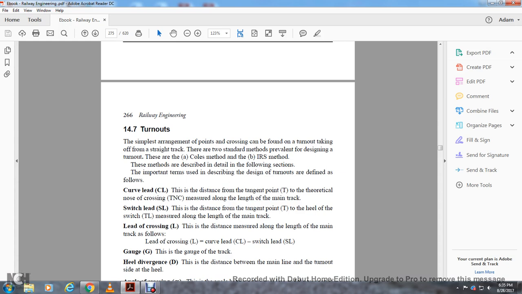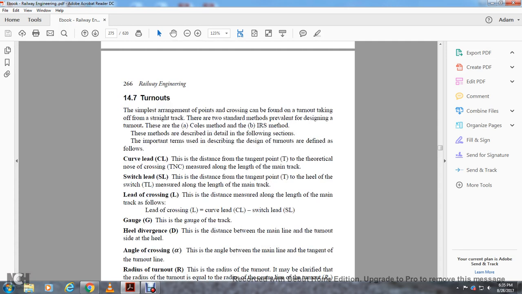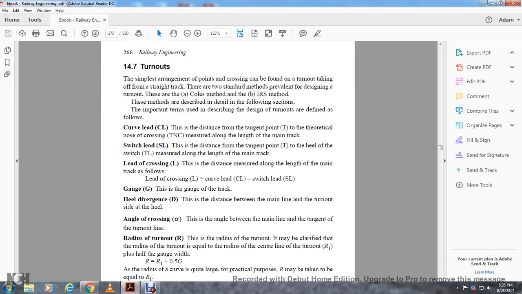Lead crossing equals the curved lead minus the switch lead. Gauge: the gauge of the track. Heel divergence: the distance between the main line and the turnout on the side of the heel. Angle of the crossing: the angle between the main line and the tangent of the turnout line.